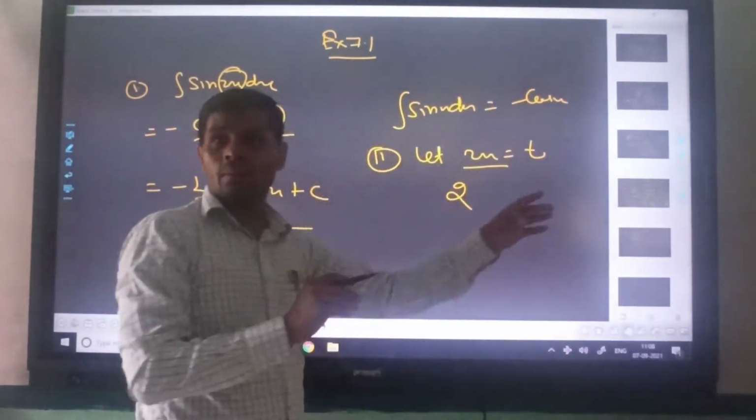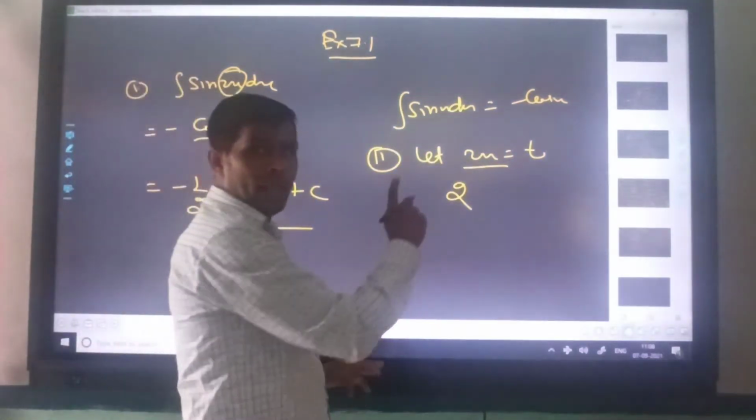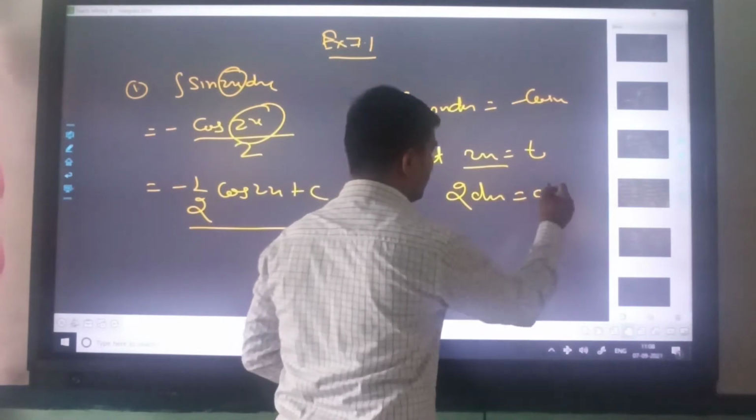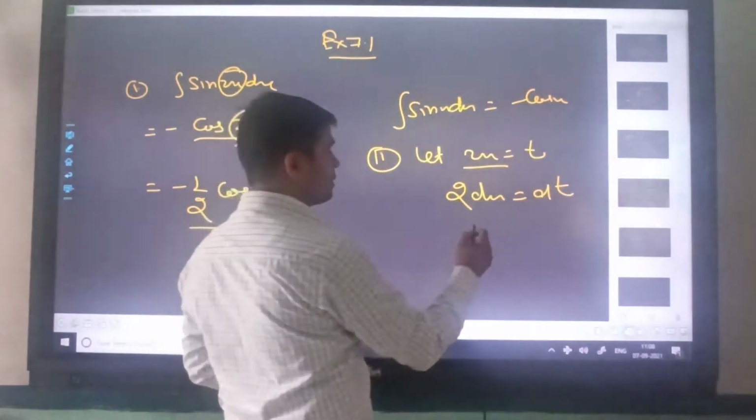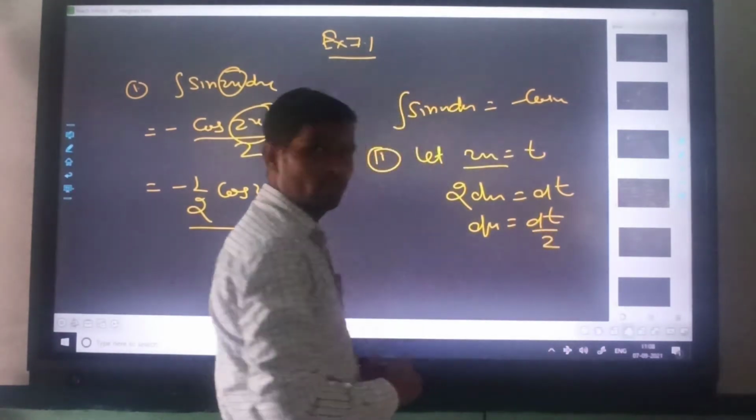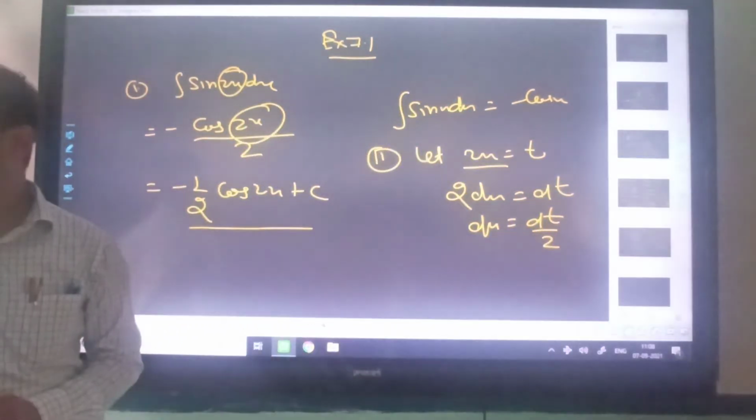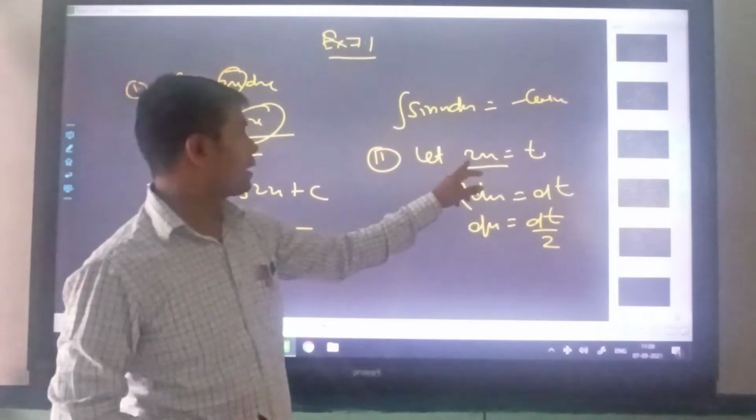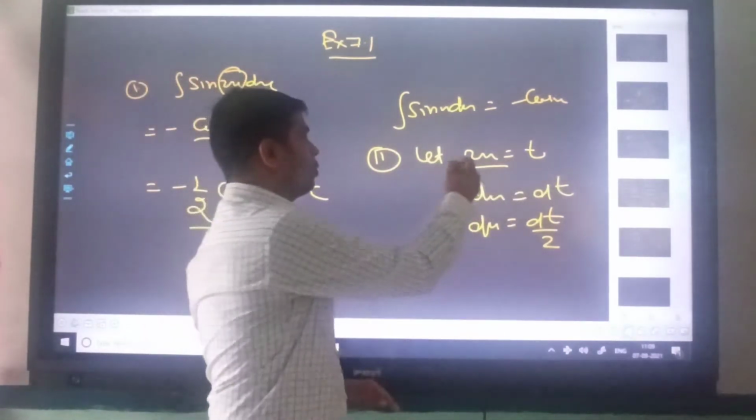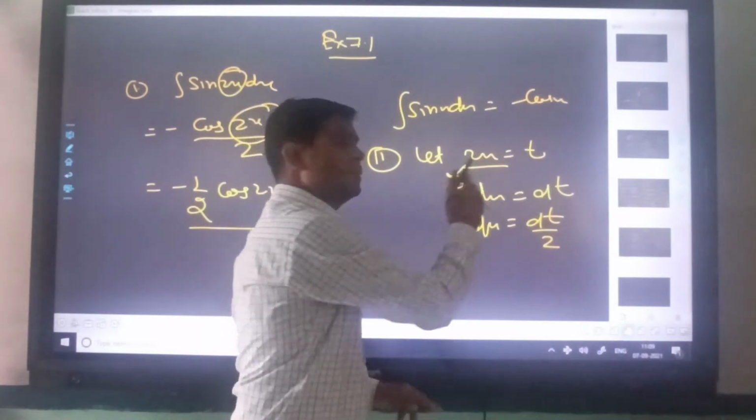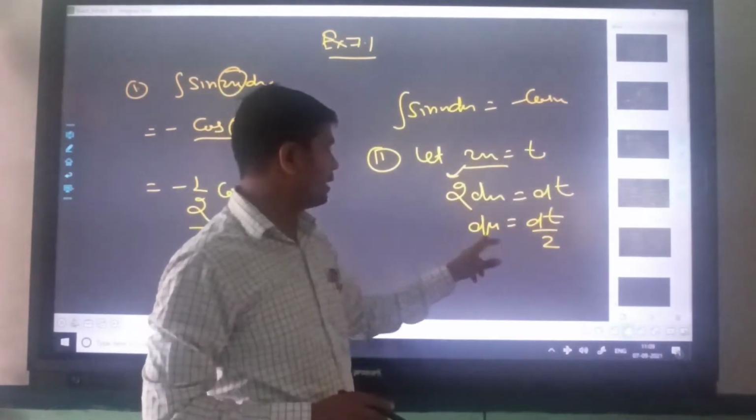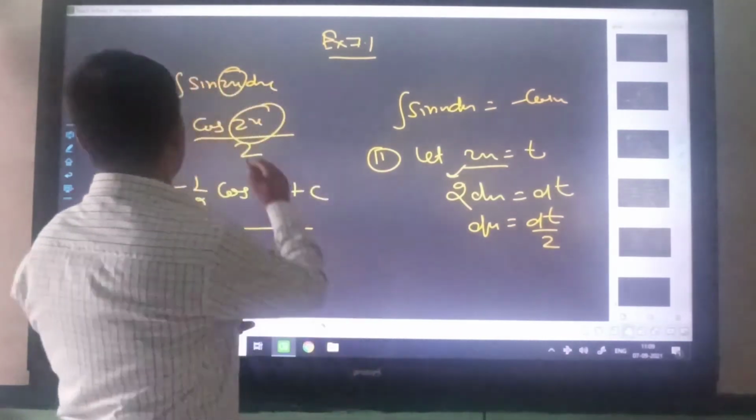So do the differentiation on both sides. 2x: what is the differentiation of x? dx. And of t? dt. So dx equals dt over 2. We are considering, let 2x equal t. That's why on differentiating both sides, 2 will remain as it is. Differentiation of x is dx and differentiation of t is dt. So dx equals dt by 2. Now come to this step.